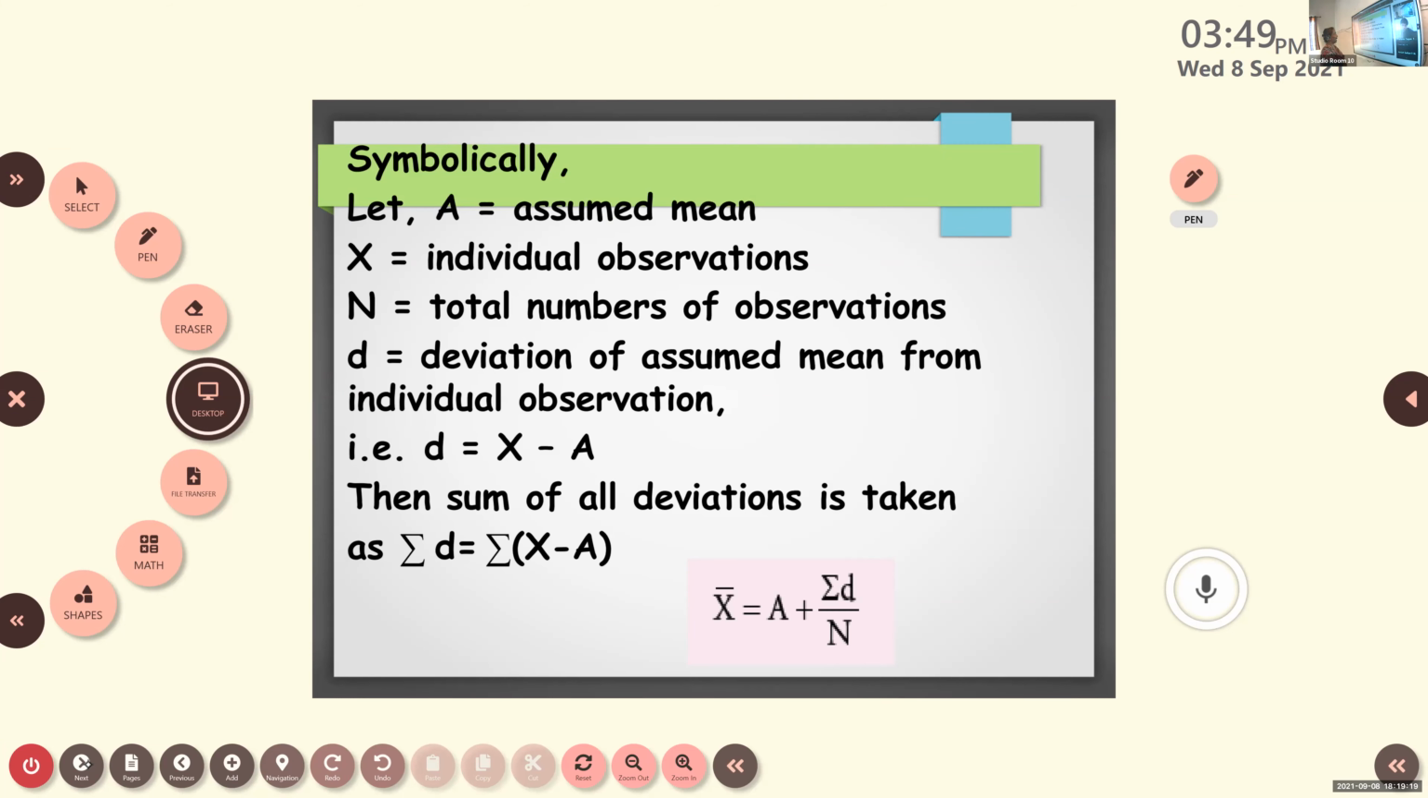So what do we mean by A now? It is the assumed mean. X, as I told you previously, is the individual observation. N is the total number of observations. D is the deviation of the individual observation from the assumed mean. How to find D? D is equal to X minus A. When we total it, you will be getting sigma D. So to get the mean through this method: A plus sigma D by N.